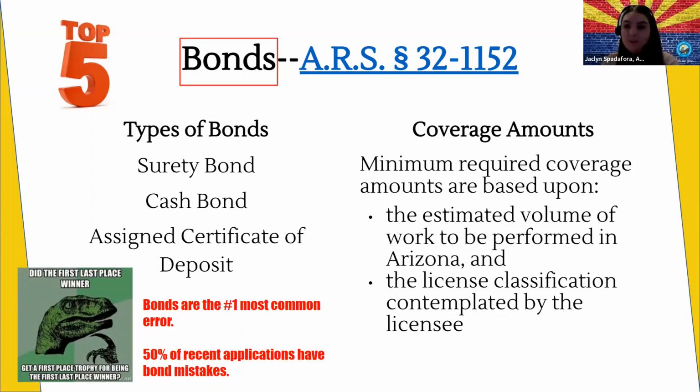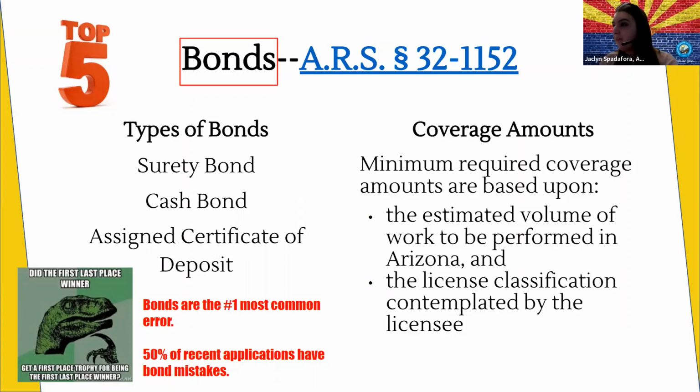Whereas the cash bond would be submitting cash to have on file for your bond, and the assigned certificate of deposit is depositing with a bank and keeping that on file with us. So both the cash bond and the certificate of deposit are money that's more upfront, and the surety bond is something you would get with an insurance company first.